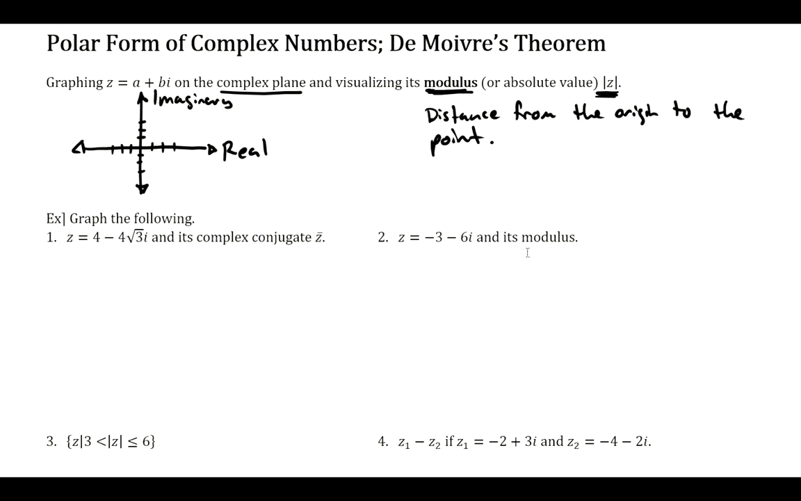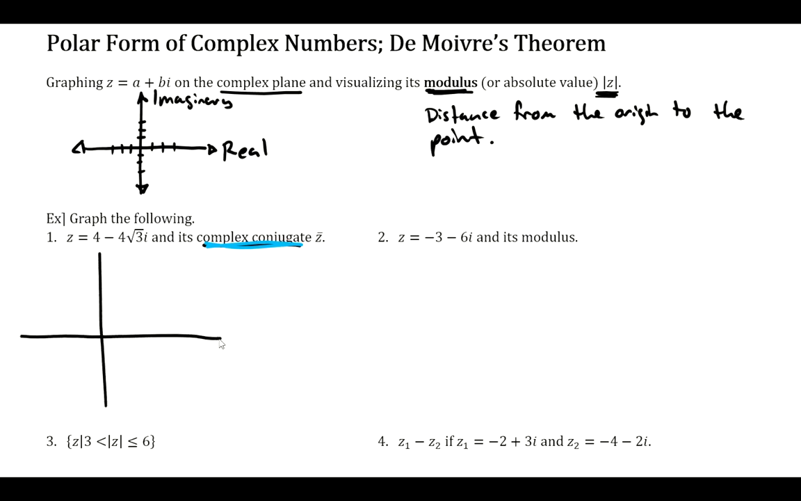Okay, so if we were to graph the following here, number one, it says graph z equals 4 minus 4 radical 3i and its complex conjugate. Let's go ahead and we'll do that in blue. Complex conjugate, we'll explain what that is. Okay, but let's go ahead and get that graph going first.